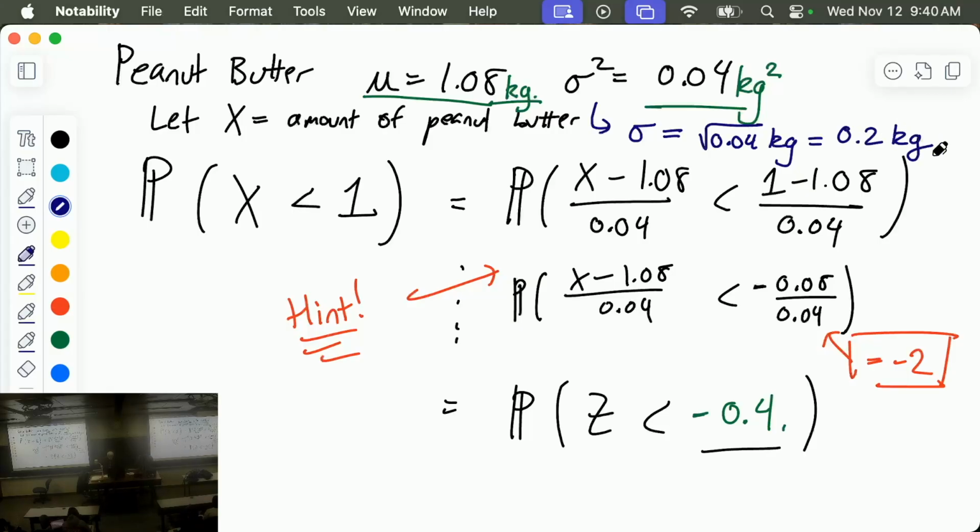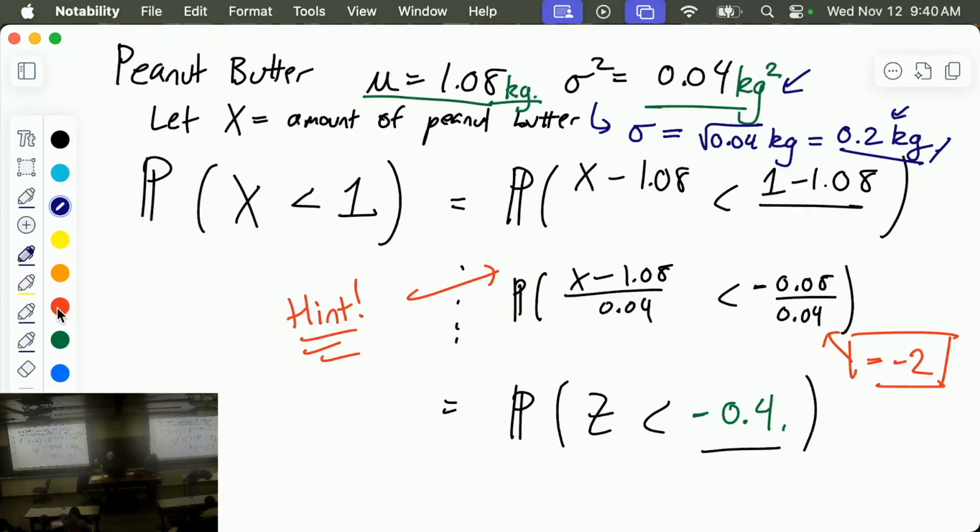What this is telling you is that on average there's 1.08 kilograms, and you should expect it to vary by plus or minus 0.2 kilograms. That would be a very standard deviation. It would not be unusual if it was 1.28 or 0.88. Those would be standard pluses and minuses. It's very common that you mix up sigma squared and sigma, like I did over here. So don't do that. You should not divide by 0.08. What you should instead divide by is 0.2.